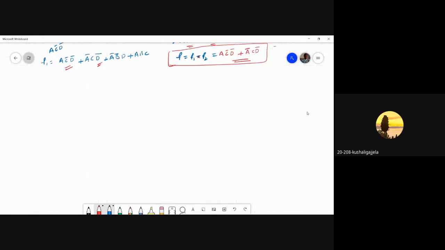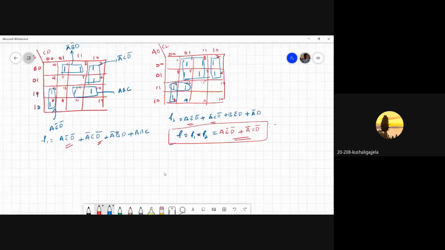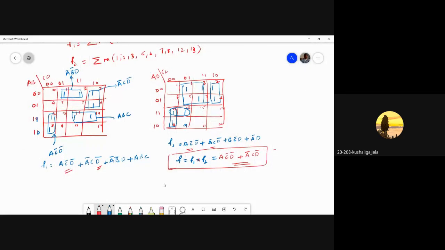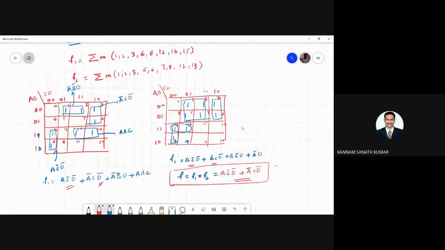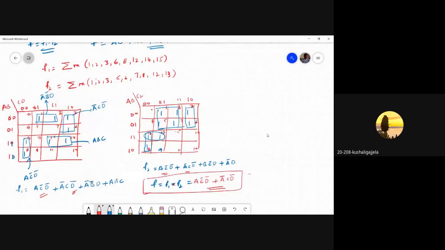Okay, sir. Sir, could you pair the K map for previous numbers of F2, sir? Previous numbers of F2. Yes, sir.